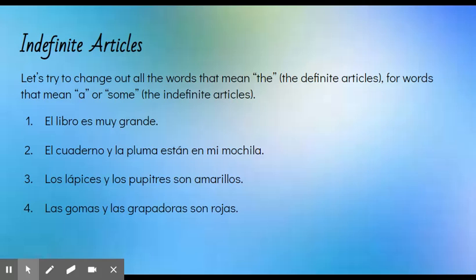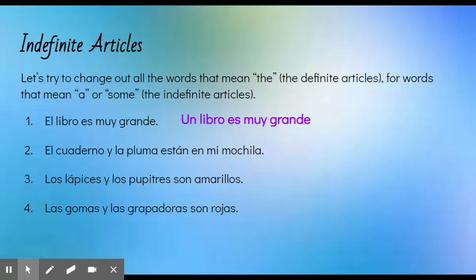Let's try to change out all the words that mean the, or the definite articles, in these sentences for words that mean a or some. Pause the video to give yourself more time. In number one, if we take out el from el libro, it's un libro. We change it for the other masculine singular. Our sentence goes from meaning the book is very big to a book is very big.